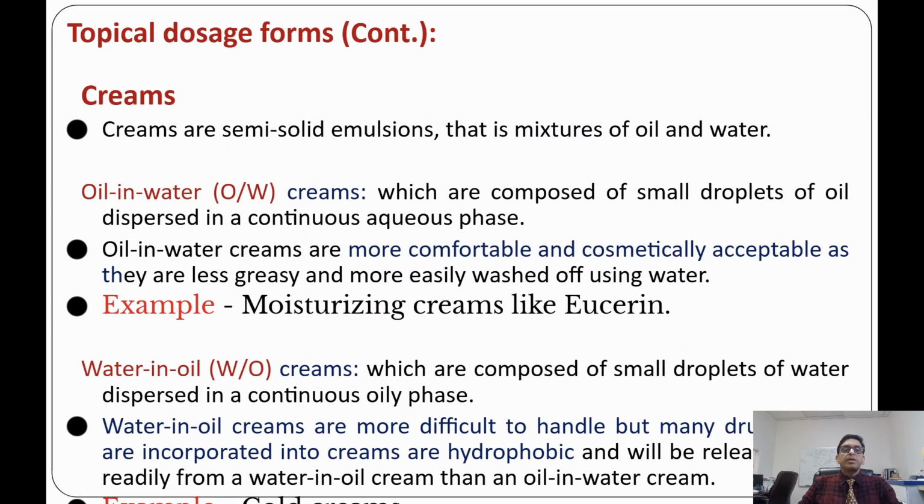Now, coming to the topical dosage forms, ointments and creams are considered semi-solid dosage forms. Creams are semi-solid emulsions, that is, a mixture of oil and water. Oil in water creams are composed of small droplets of oil dispersed in a continuous aqueous phase. Oil in water creams are more comfortable and cosmetically acceptable as they are less greasy and more easily washed off using water. Example, moisturizing cream like Eucerin.